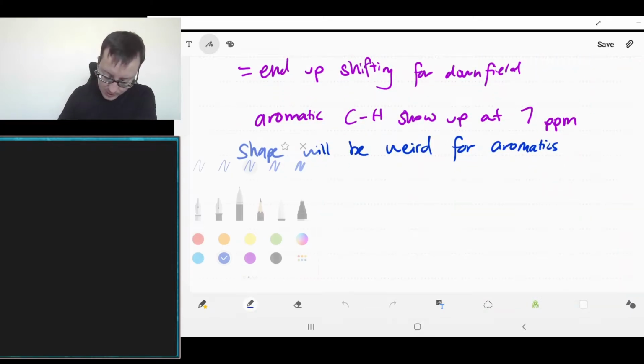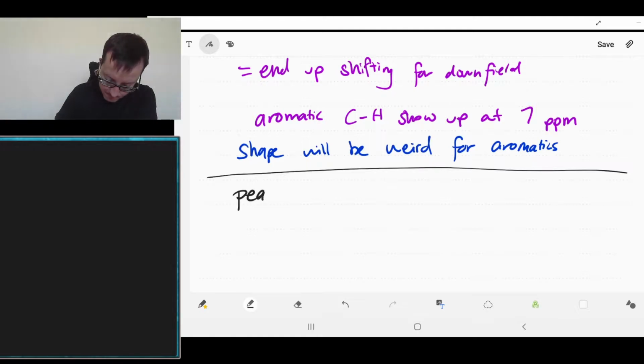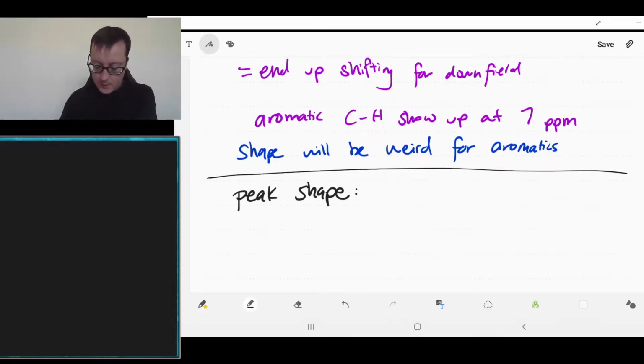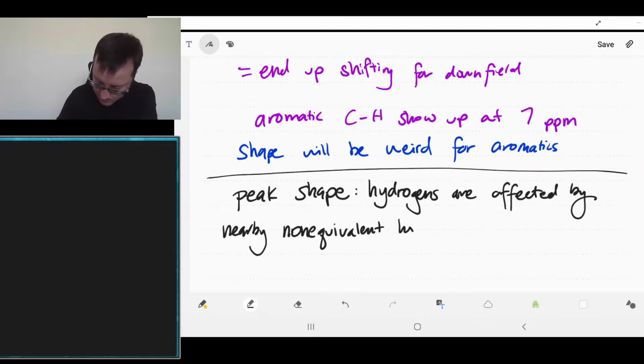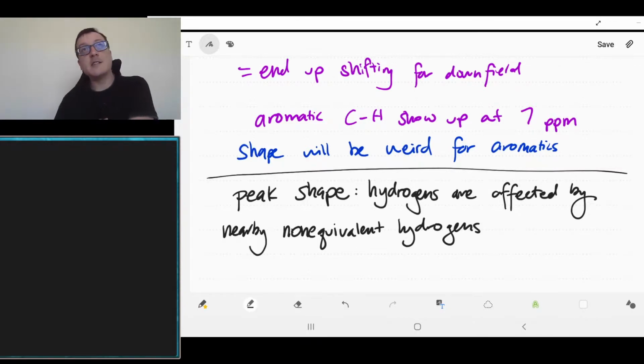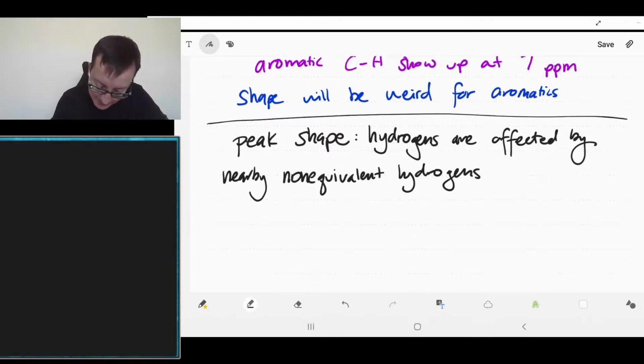All right, let's talk about peak shape. Suffice it to say that hydrogens are affected by nearby non-equivalent hydrogens. And it just depends if they are spinning the same way as each other. And we're going to see that because of this, because half the time they'll be spinning the same way, half the time they'll be spinning the opposite way, their magnetic fields will interfere with each other a little bit. And as a result, we will end up splitting our peaks.